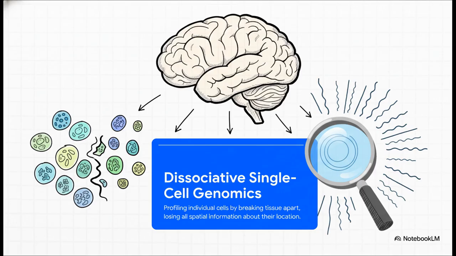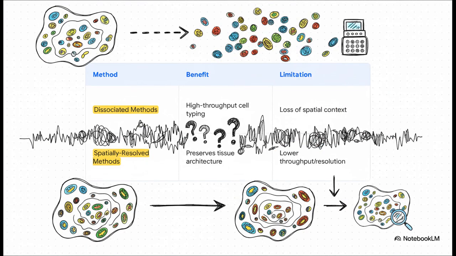Now, while this approach has been instrumental in generating a molecular parts list for the brain, identifying hundreds of cell types, its core methodological step, the dissociation itself, imposes a critical limitation. This illustrates a central trade-off in cellular genomics. Dissociated methods offer incredibly high-throughput cell typing, but it comes at the cost of spatial context. All information about a cell's original location and its neighbors is lost.